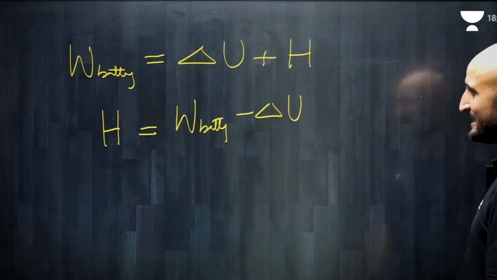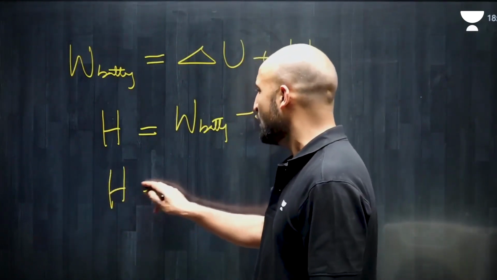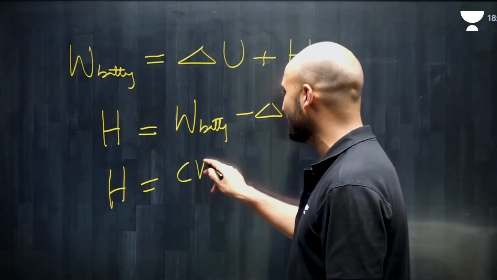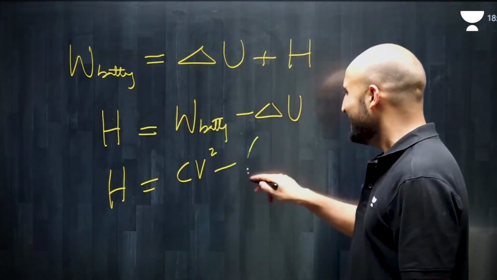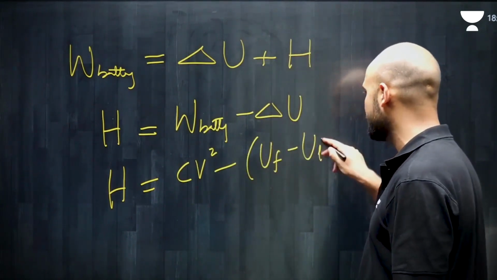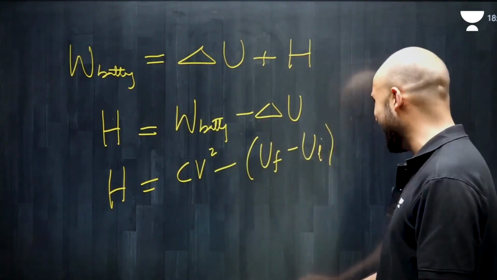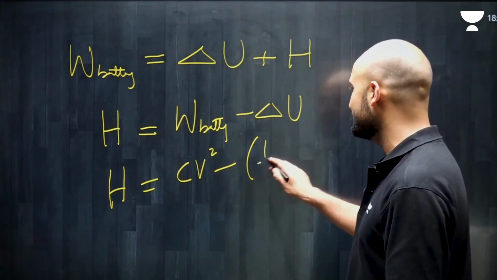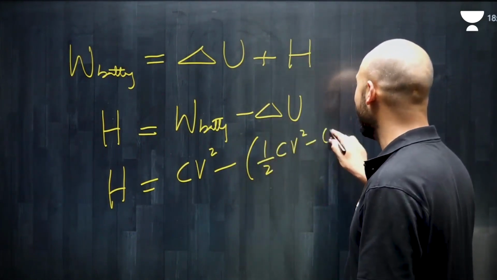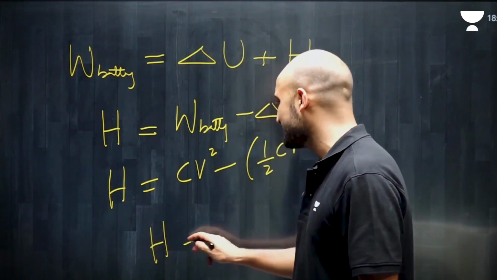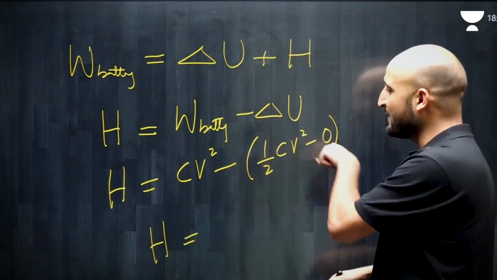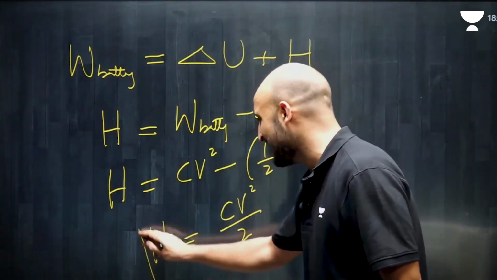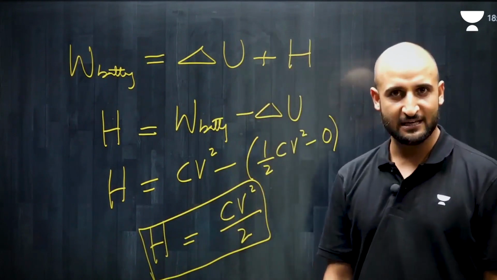Now, that takes me to this. Heat dissipated in the process is equal to work done by the battery minus delta U. I'm sure that you're writing each and everything here. Work done by the battery is CV squared minus delta U, that's U final minus U initial. Since U initial was 0, U final is 1 by 2 CV squared minus 0. So heat dissipated in the process is CV squared minus half of CV squared, so heat dissipated is CV squared by 2. That is the amount of heat dissipated in this circuit.